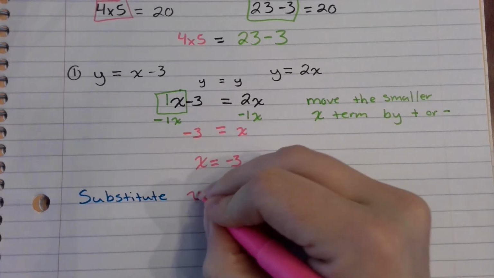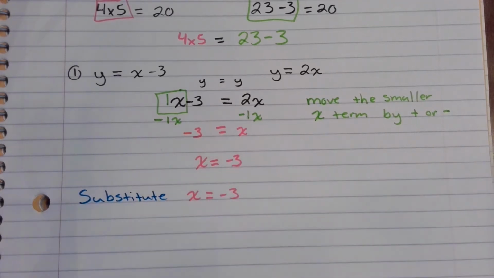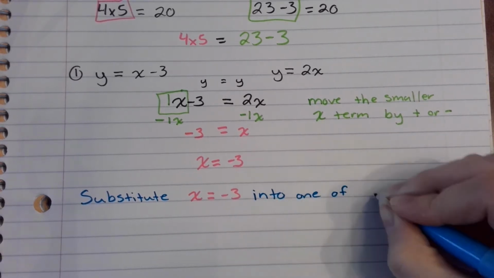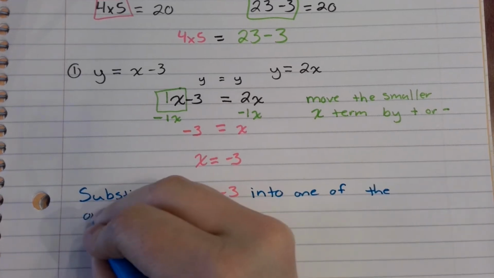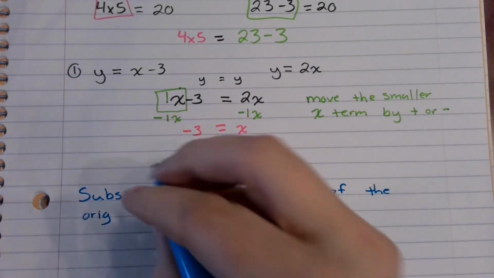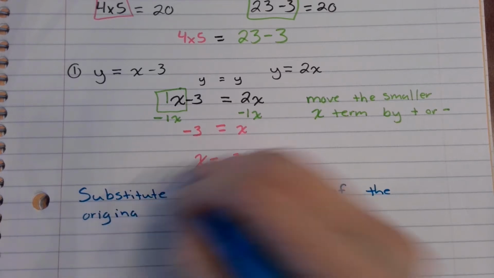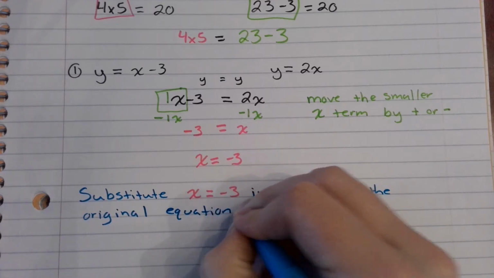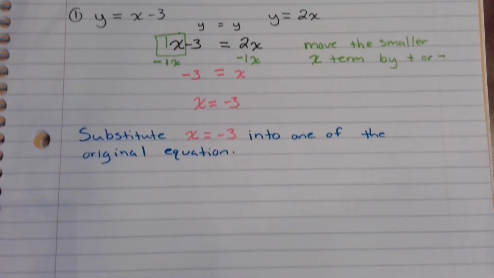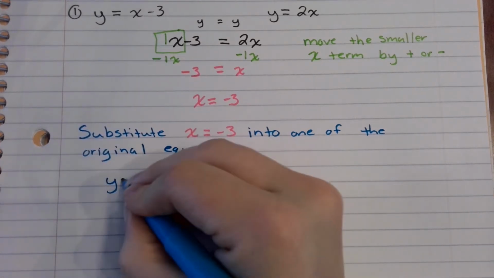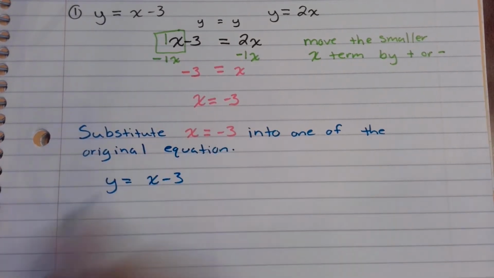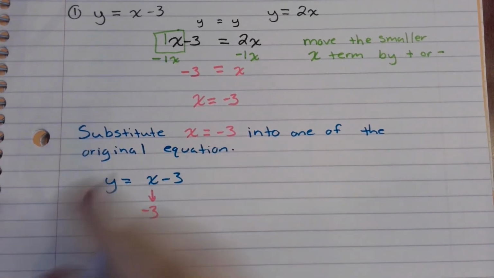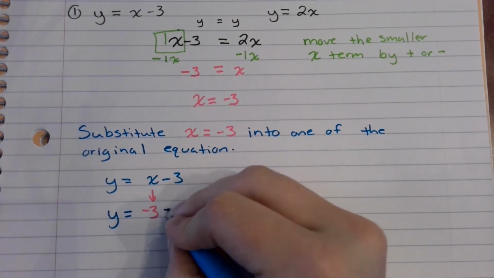So we're going to substitute x equals negative 3 into one of the equations. And it does not matter which one. It has to just be one of the original equations. So it could be the y equals x minus 3, or it could be the y equals 2x, just one of them. You only need to substitute it into one. Okay, so I'm going to go ahead and go with the first one, the y is equal to x minus 3. So if I have y is equal to x minus 3, and I now want to change the x into a negative 3, so I have y is equal to negative 3 minus 3.